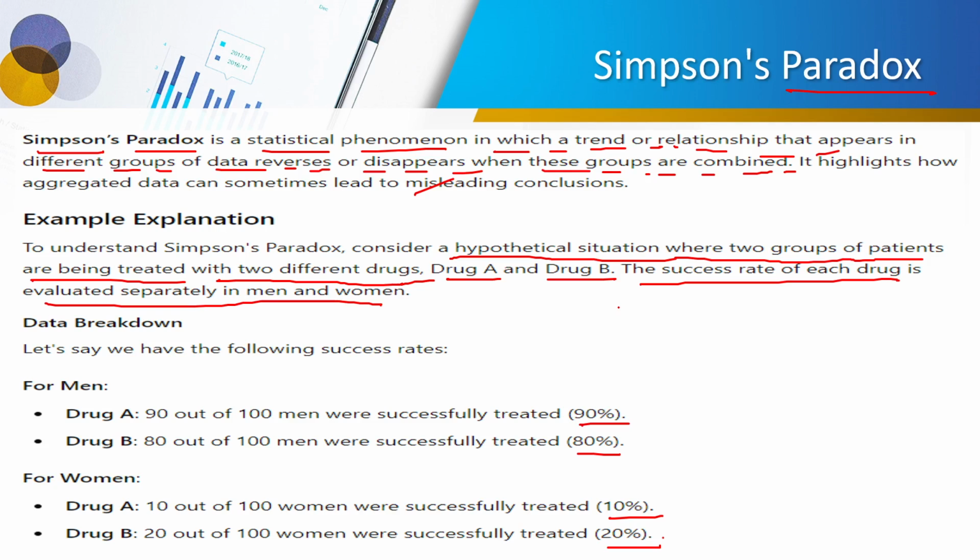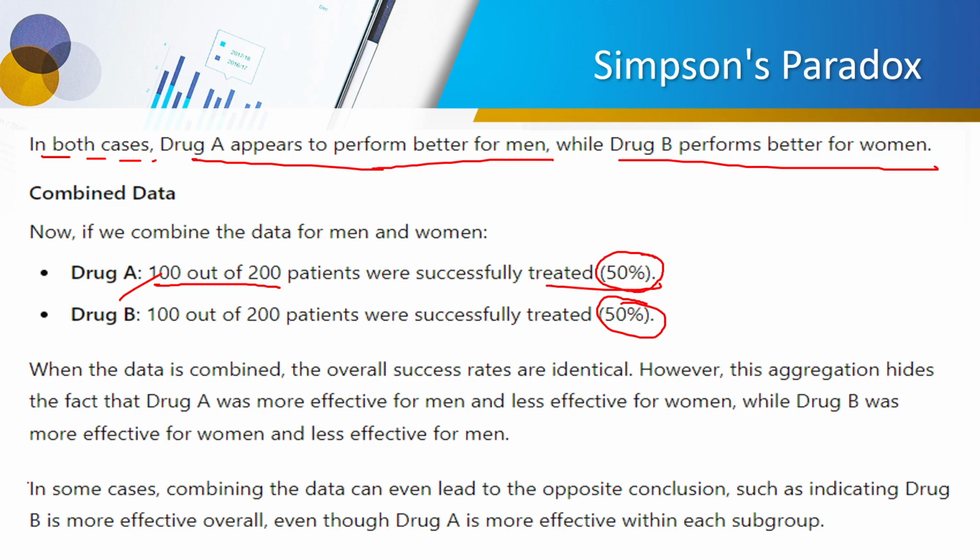Initially, what was your percentage? For men it was 90% and 80%, and for women it was 10% and 20%. But now we combine both the drugs, drug A and drug B. So what percentage are you getting? For drug A you get 50%, for drug B you get 50%. So this is the paradox we have.